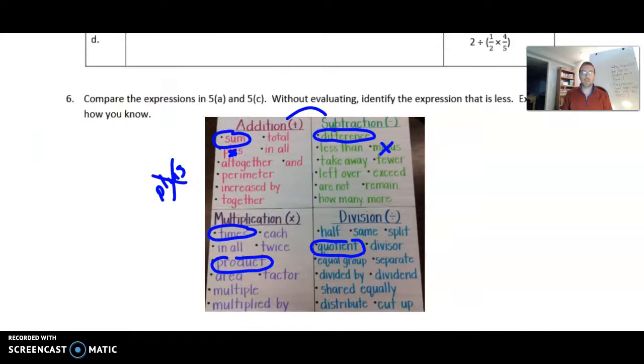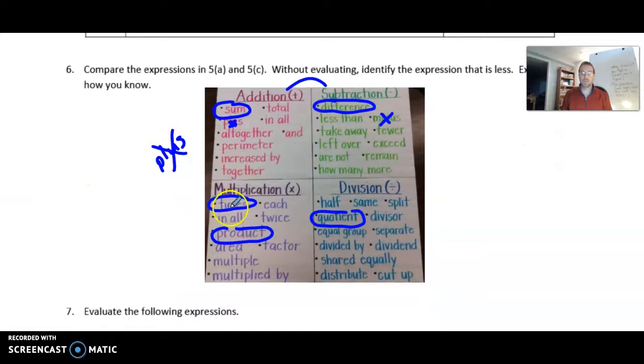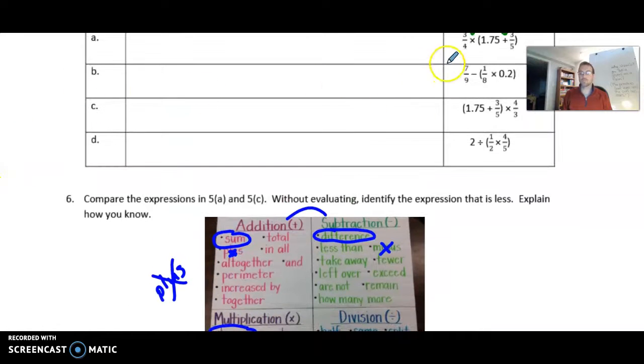All right, so knowing that, let's come up here. And we have 3/4. We have a times sign. We have some parentheses that have 1 and 75/100ths and 3/5. So what are we going to focus on? We're going to focus on the multiplying and the adding. If we come down to our multiplying, what are we going to find to use? Either times or product. So I might use times in this case. And then our adding one, our big one that we're going to focus on is sum. So those are our key words that we're going to use.